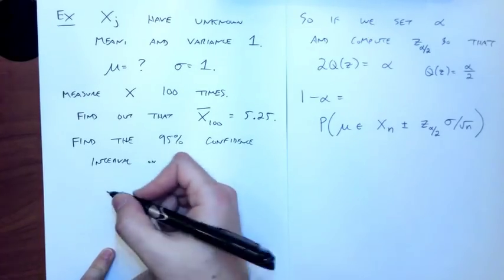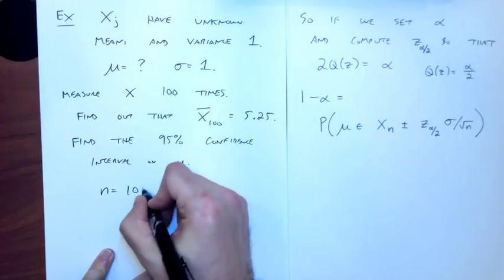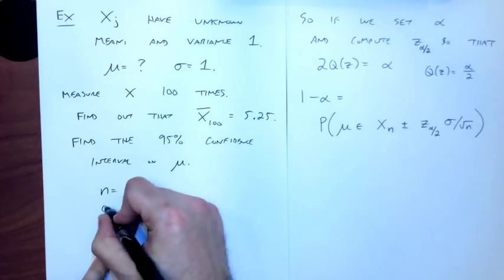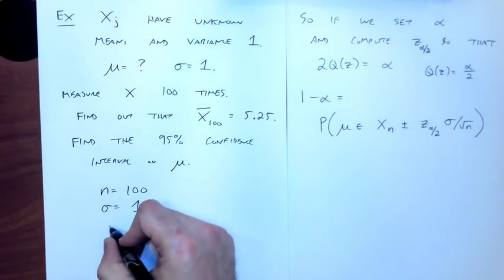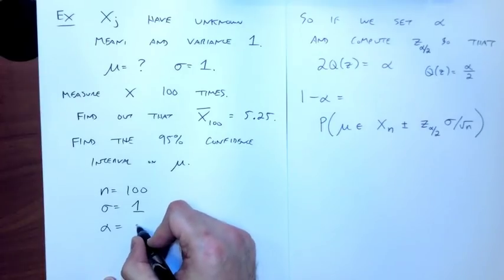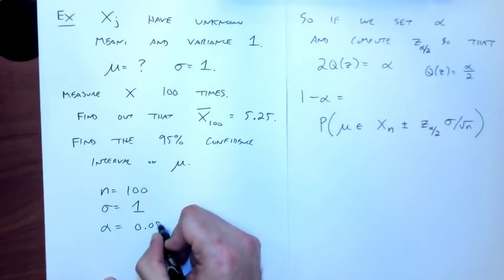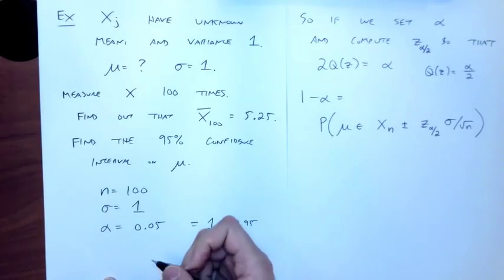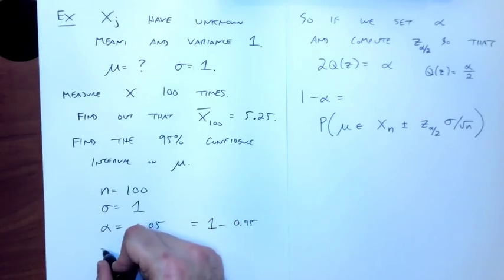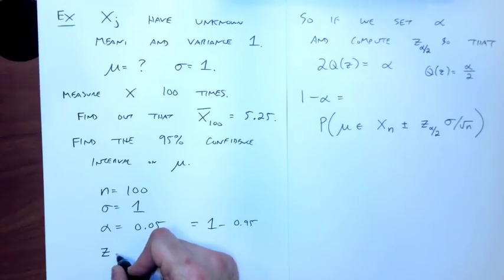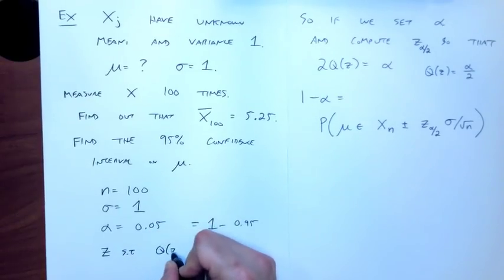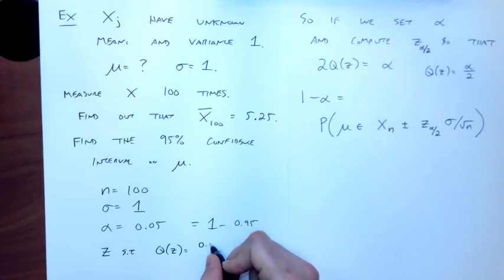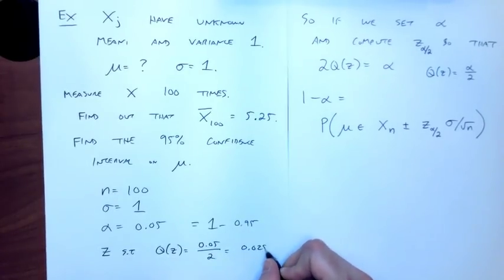So here, my n is 100. I did 100 experiments. My sigma is equal to 1. My alpha is 0.05, right? That's equal to 1 minus the 95%. And now I need to find z such that Q of z is equal to alpha over 2. We're going to call that z sub alpha over 2.